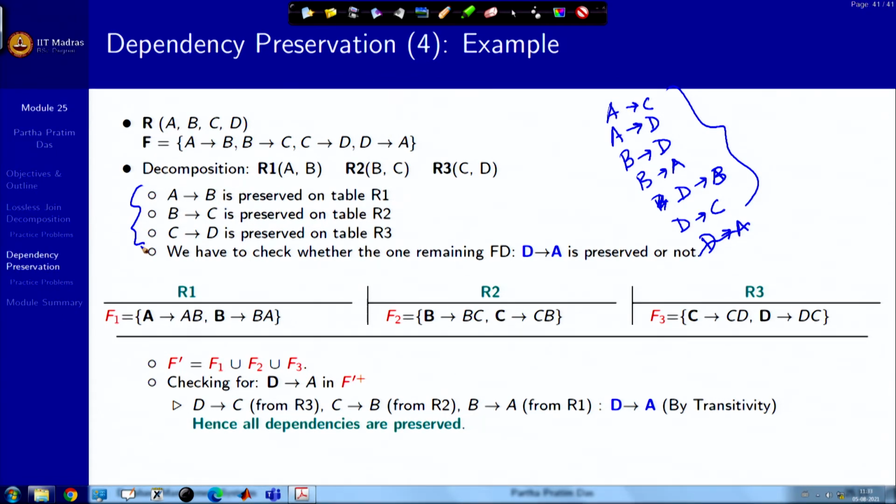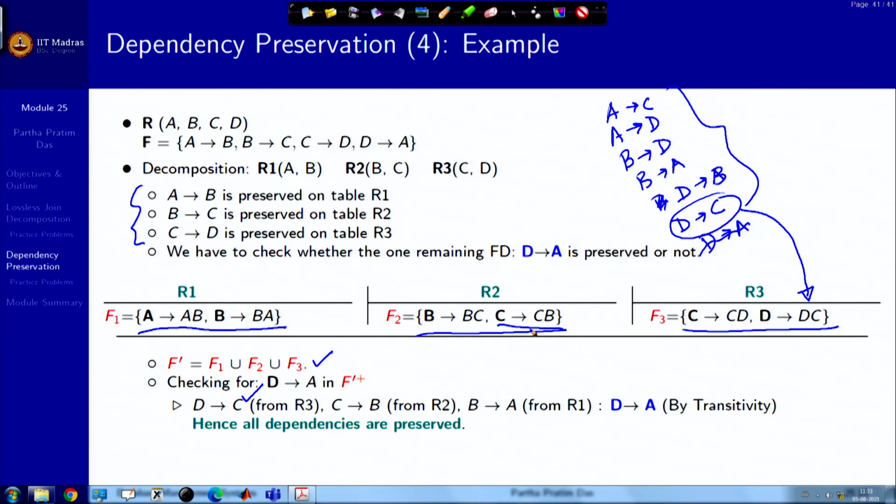Just to formally see, in R1 I have A B. So, this is the F1 set, A determines A B, B determines A B. Similarly, in R2, similarly in R3. So, if you do the union, you have all of these together. Now, if you see here, this one that I had has gone in. So, D determines C. Right? It has come in R3 through the closure. So, D determines C is from the closure.